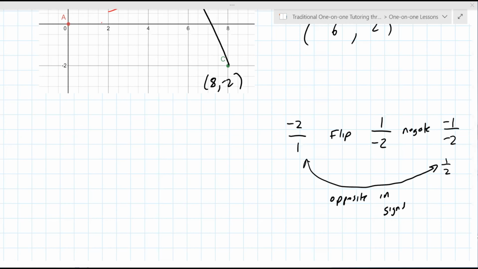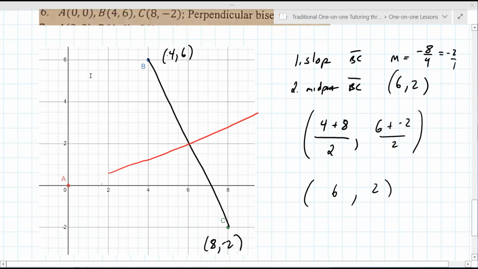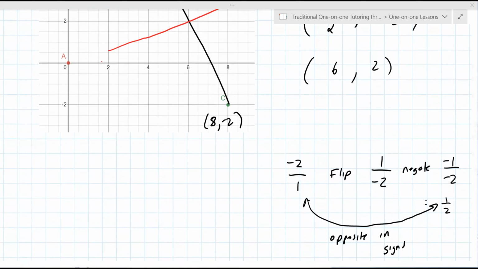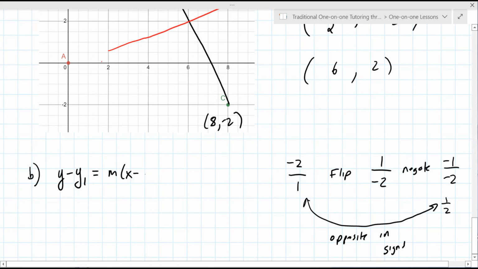All right. So then you use that knowledge. That's your new slope. That's your perpendicular slope. Yeah, I understand that. Okay. So part A was to draw it and construct the perpendicular bisector, which we kind of did in the drawing there. And then part B is the equation y minus y1 equals slope times x minus x1.